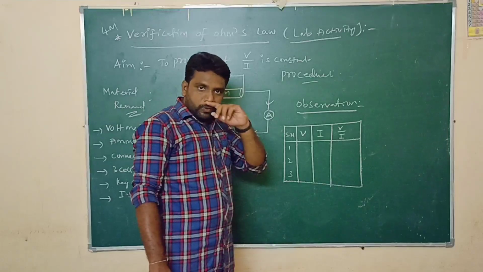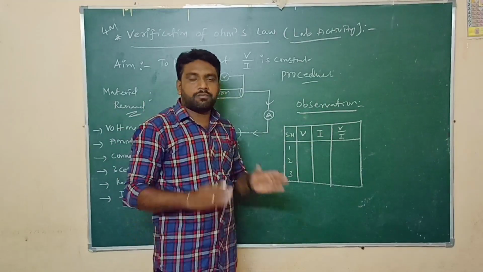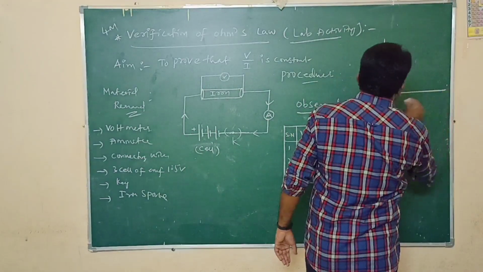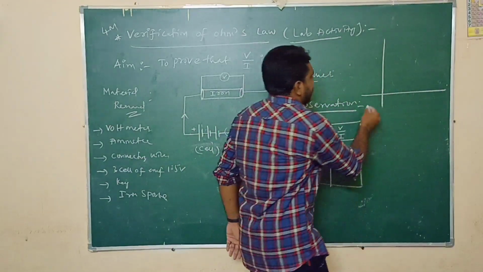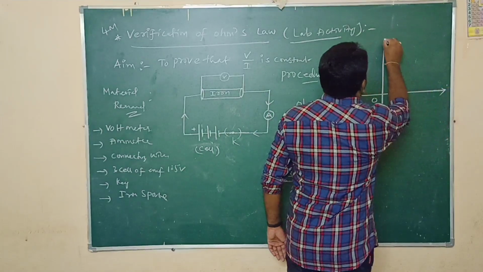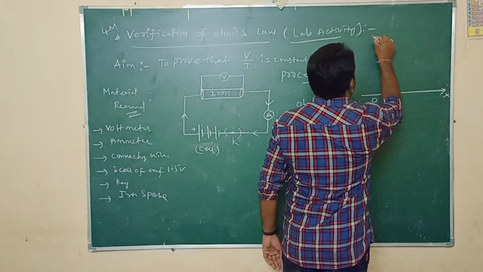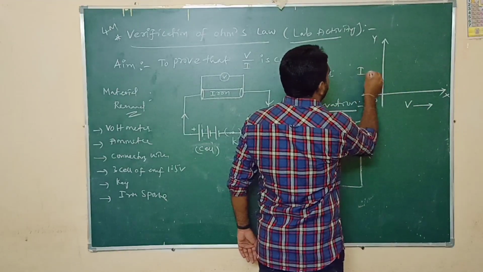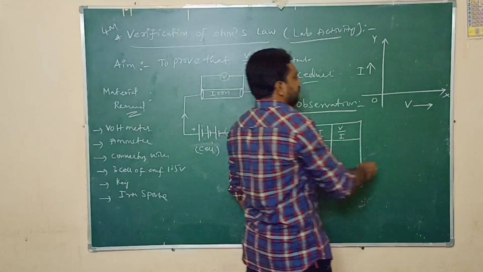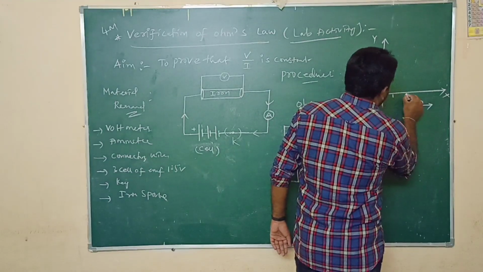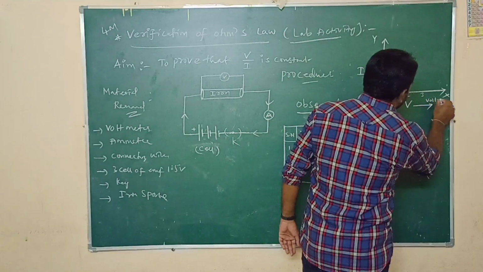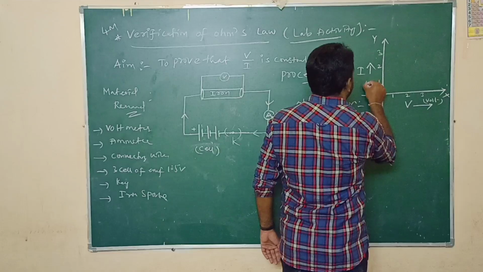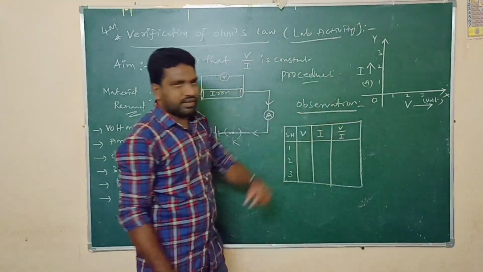And next, from these readings, we need to plot a graph between potential difference and current. Here this is the x-axis, and this is the y-axis. On the x-axis we have to note the readings of potential difference V. On the y-axis we note down the readings of current I. So here 1 volt, 2 volts, 3 volts like this, and here 1 ampere, 2 amperes, 3 amperes. We need to plot the graph here.